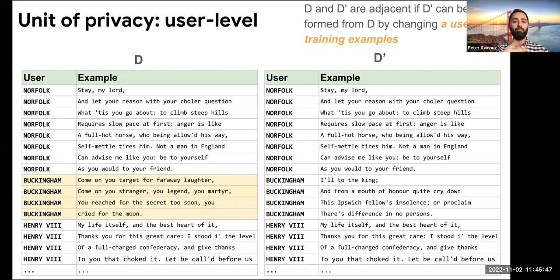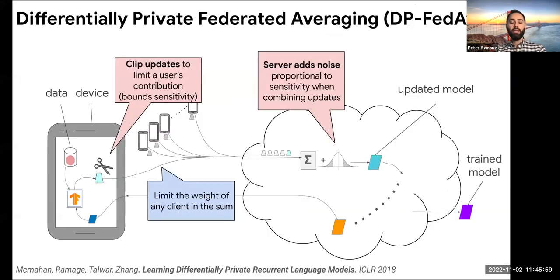This is definitely much stronger than example level differential privacy, but this is the one that we believe fits very nicely with federated learning, where we're giving protections at the client levels or the user level. Now you might think, okay, how do I apply it to the federated averaging algorithm that we saw earlier in the talk? And it's actually easy.